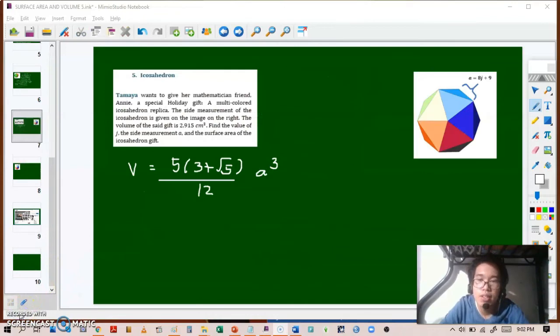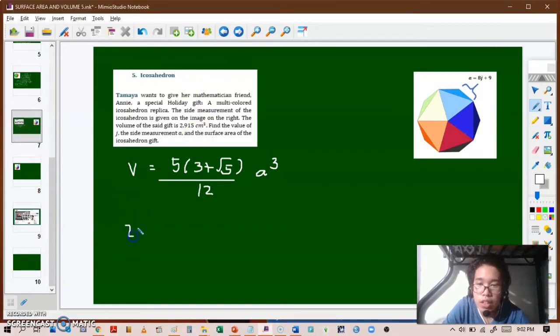Okay, so for the last Platonic solid, we have the icosahedron, with 20 congruent triangular faces. Tamaya wants to give her mathematician friend Annie a special holiday gift. A multicolored icosahedron replica was the gift. The side measurement of the icosahedron is given in the image on the right. The volume of the said gift is 2,915 cubic centimeters, and we want to know the value of J, the side measurement A, and the surface area of the icosahedron gift.